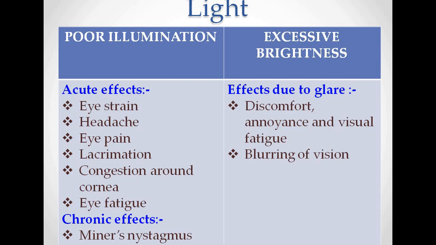For example, the acute effects occurring due to poor illumination are eye strain, headache, eye pain, lacrimation, congestion around the cornea and eye fatigue. The chronic effect means actually it is appearing because of the impact of poor illumination for a prolonged period of time, and the chronic effect is miner's nystagmus.